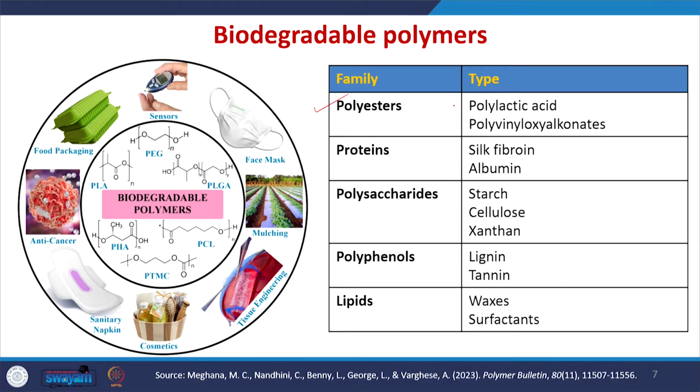Let us see some examples of biodegradable polymers and their applications. The first one is polyester. Under polyester, we have polylactic acid. Under proteins, we have silk fibroin and albumin. In today's lecture also, we are going to learn how to synthesize albumin nanoparticles. Under polysaccharides, we have examples like starch and cellulose, and under polyphenols, we have lignin and tannin. Under lipids, we have waxes and surfactants. These biodegradable polymers have wide application including food packaging, drug delivery, tissue engineering and sensors.